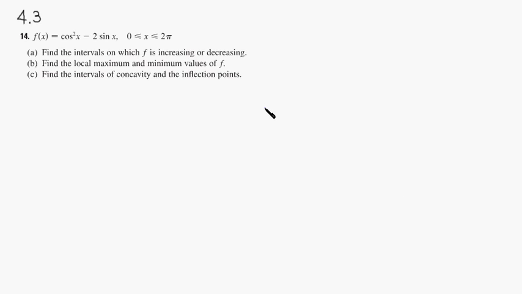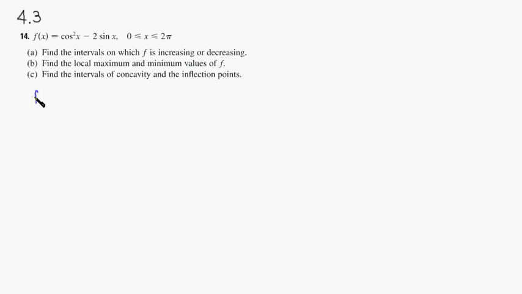Okay, let's look at section 4.3, number 14. You have this given function f of x equals cosine squared of x minus 2 sine of x, and x goes from 0 to 2 pi. Let's try to find the intervals on which the function is increasing or decreasing. So we have to take the derivative.